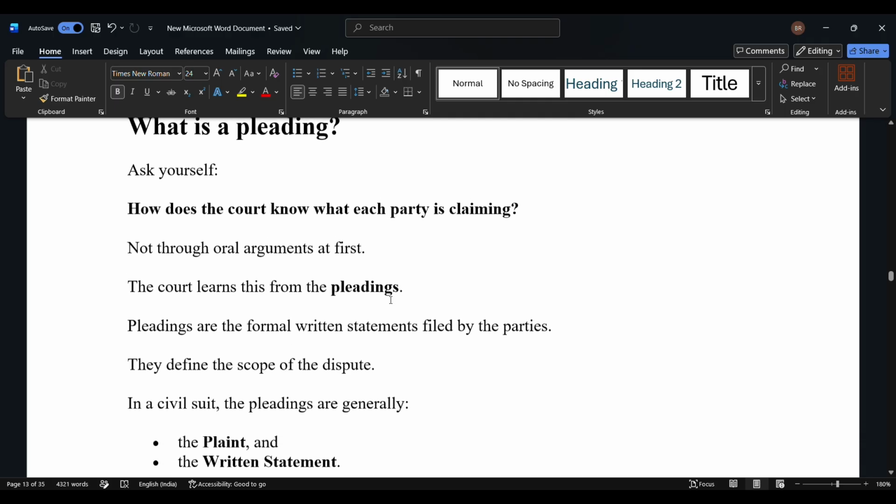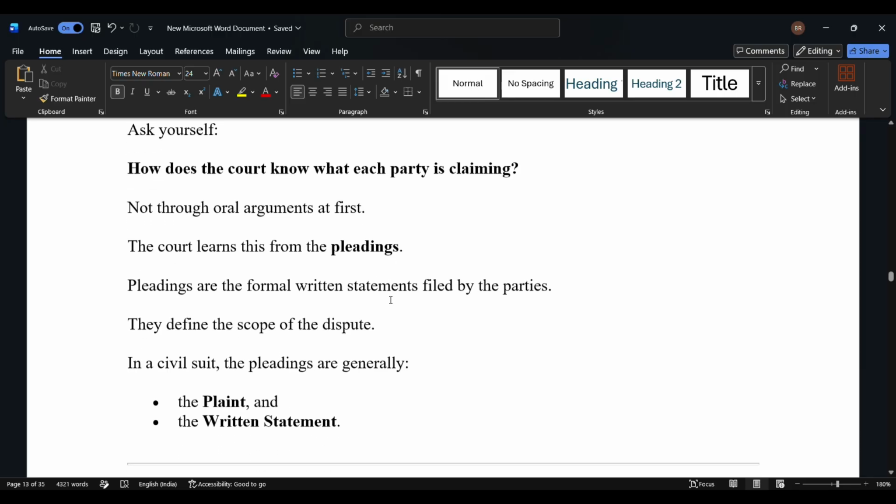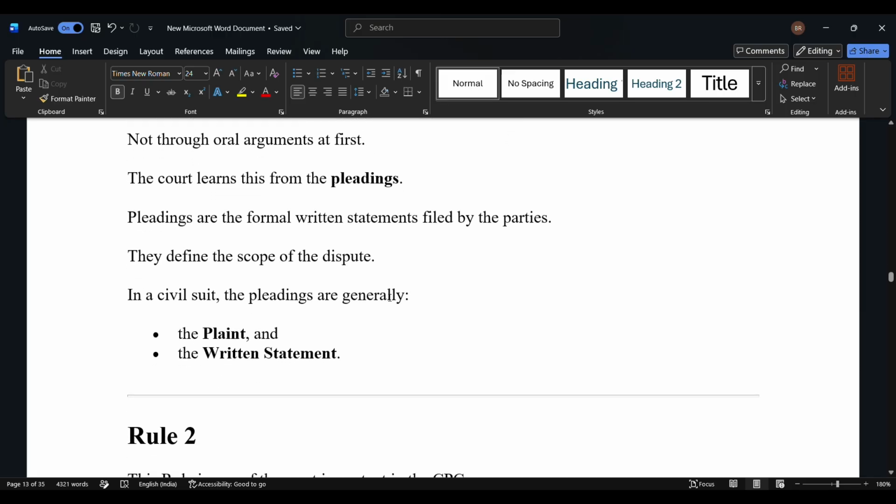Ask yourself. How does the court know what each party is claiming? Not through oral arguments at first. The court learns this from the pleadings. Pleadings are the formal written statements filed by the parties. They define the scope of the dispute. In a civil suit, the pleadings are generally the plaint and the written statement.